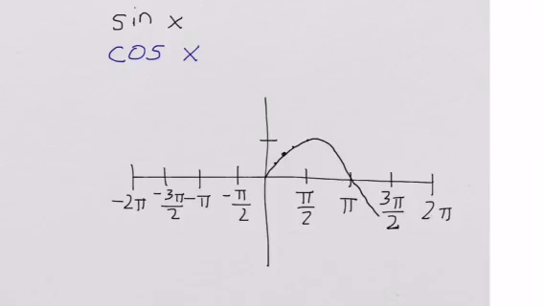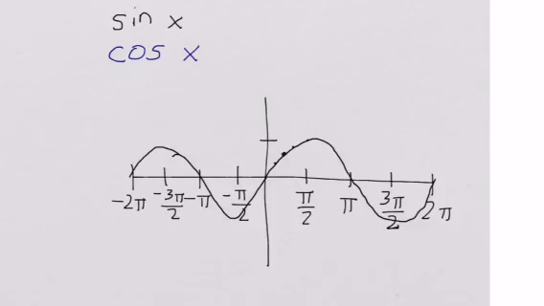At pi, we're at 0. 3 pi over 2, we're at negative 1. And at 2 pi, we're back to 0. And we can do the same thing the other way. So we get a function that looks something like that.